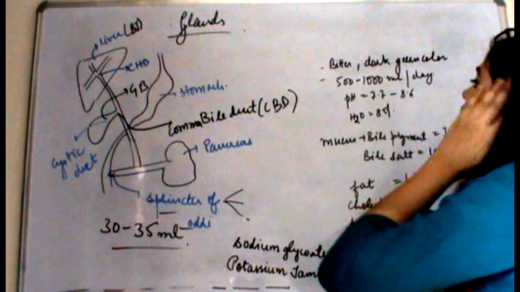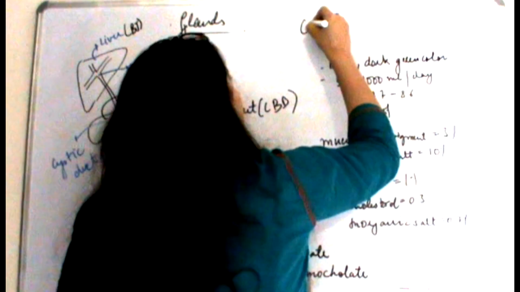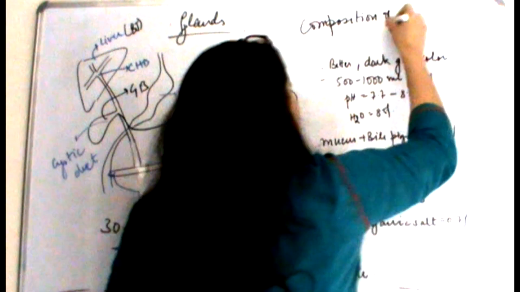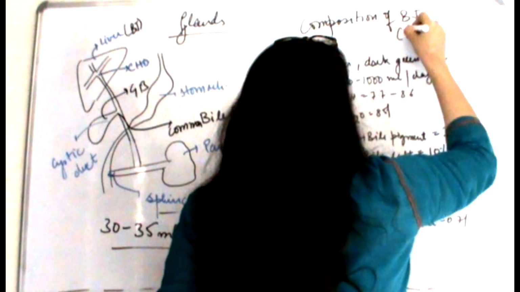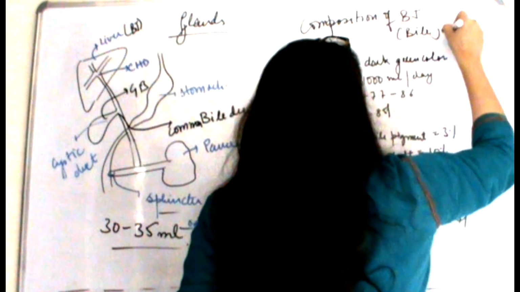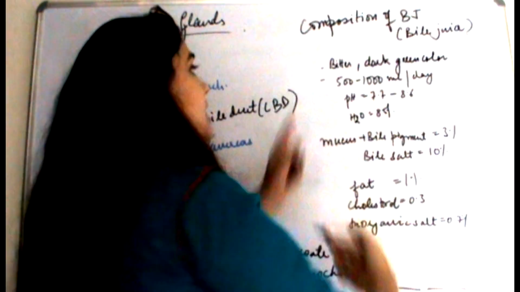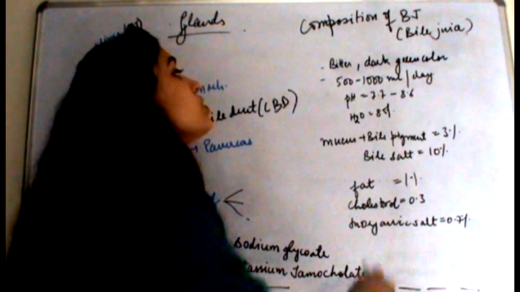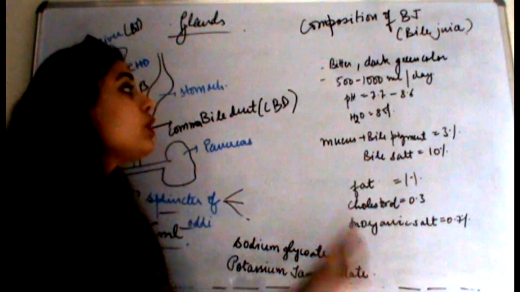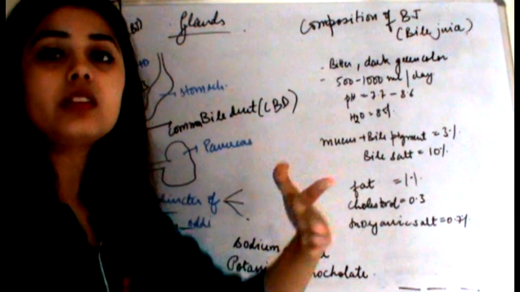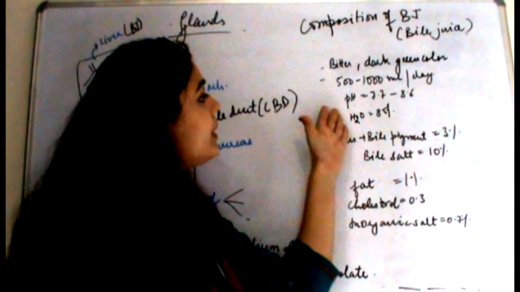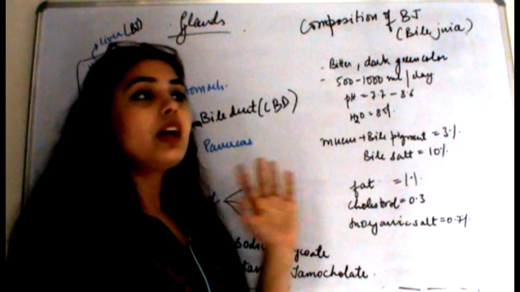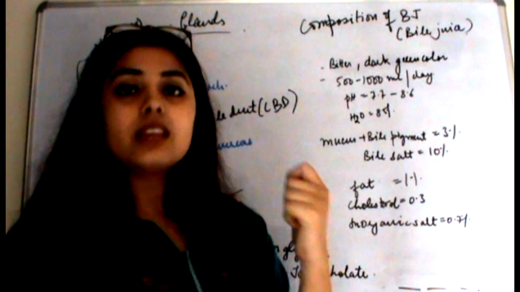So now we'll move on to the composition of bile juice. Now the first point is it is bitter. It is very viscous in nature. It is bitter, it is dark green color, and about 500 to 1000 ml per day it is being secreted, right? The pH is 7.7 to 8.6 and H2O is 85%, so the concentration of water is 85%.